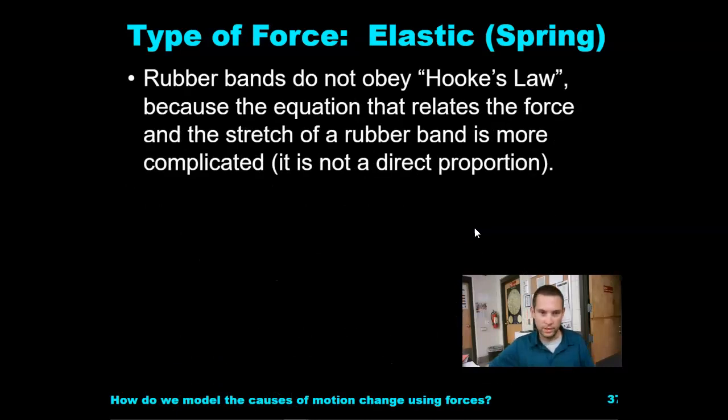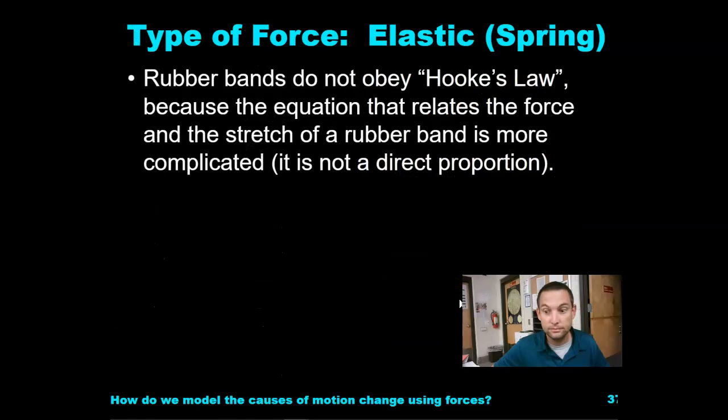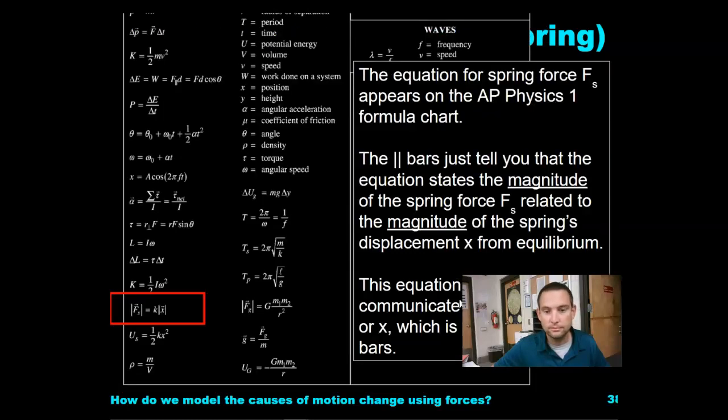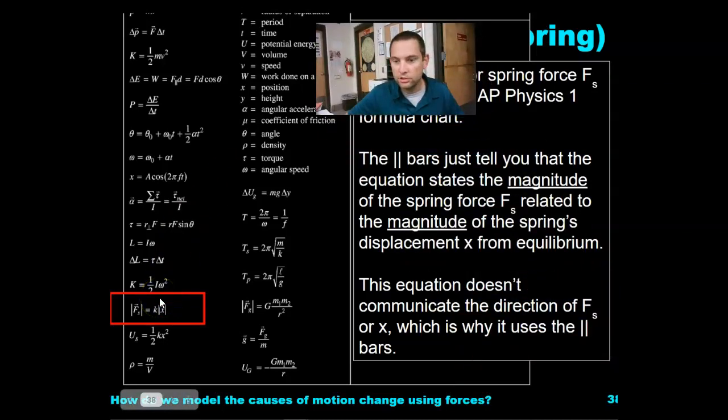Rubber bands don't obey Hooke's law because the equation that relates the force and the stretch of the rubber band is more complicated. It is not directly proportional. On your equation sheet, your equation will look like this, with absolute value signs. That absolute value is just a reminder that we're only looking at the magnitude of the spring's displacement from its equilibrium. Equilibrium is the point where the spring is at rest.